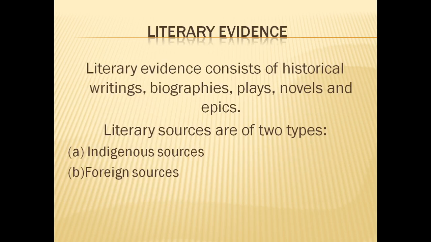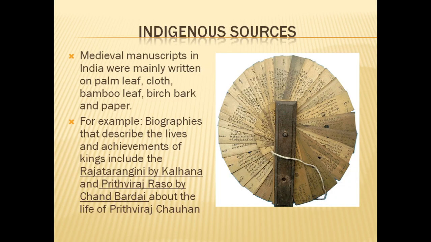Now, next one is literary evidence. What is literary evidence? Literary evidence consists of historical writings, biographies, plays, novels, and epics. Medieval Indian history has a rich collection of literary source material to draw information from. Literary sources are of two types: indigenous sources and foreign sources. Indigenous sources are those created within the country. And what are foreign sources? Those written by foreign travelers to the country. Now let us see the first source, that is, indigenous sources.